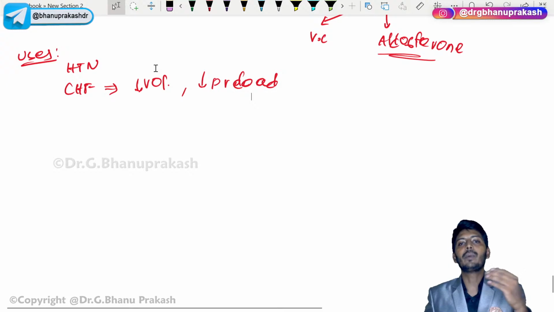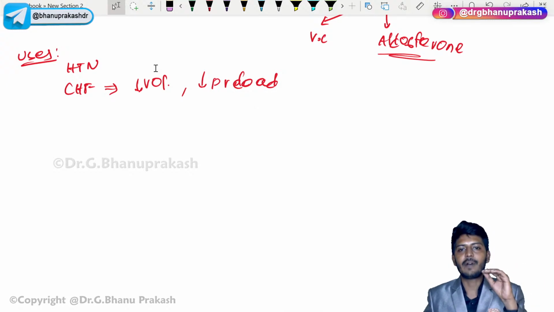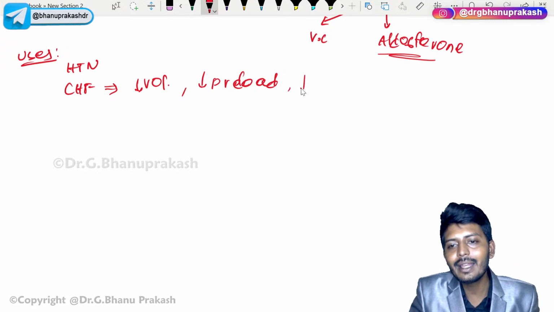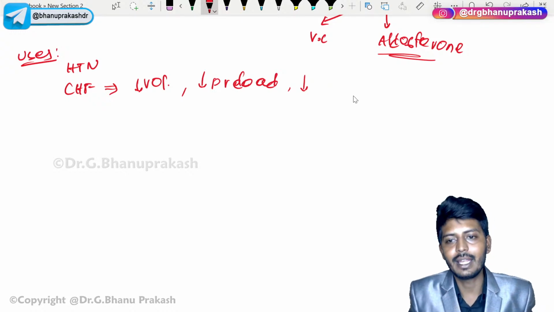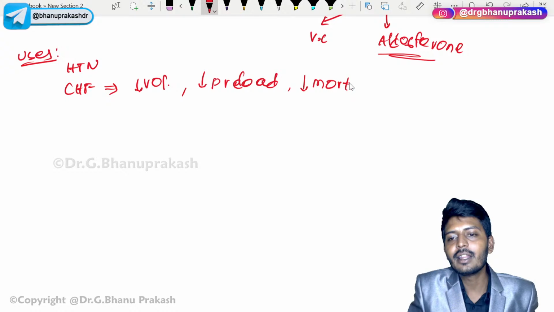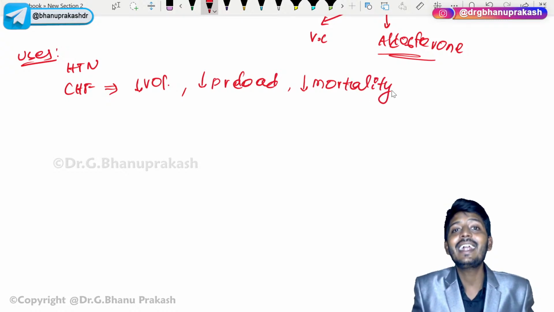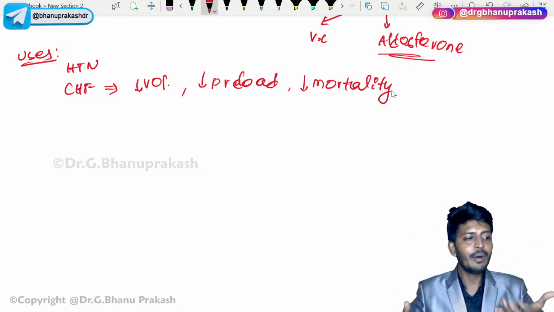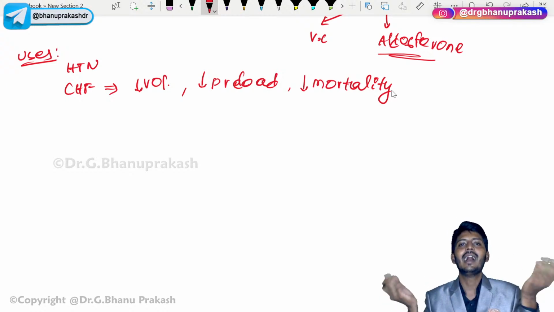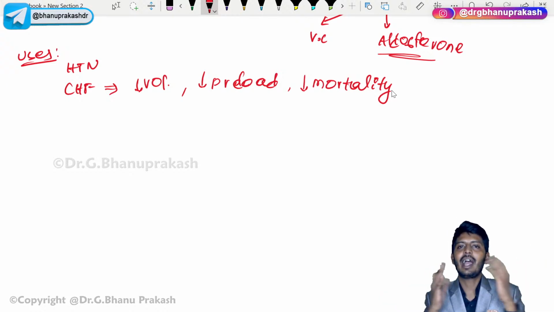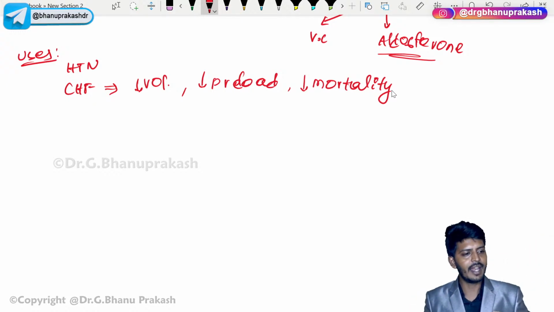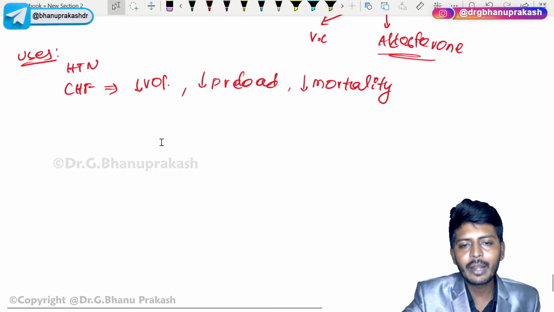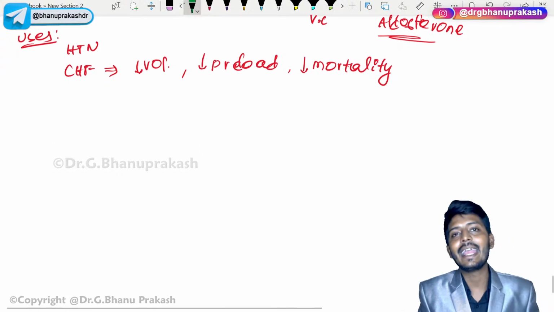These are the two important points: decrease of preload and decrease of volume, and also there will be a decrease in the chances of mortality. Why will it decrease mortality in this patient? As I said, if the load is more, the heart has to work more. If the heart has to work more, what will happen? The patient will have hypertrophy of the heart. If that hypertrophy is not there, then we have removed the hypertrophy, which means we are preventing the death of the person. So that is the advantage of your ARBs.